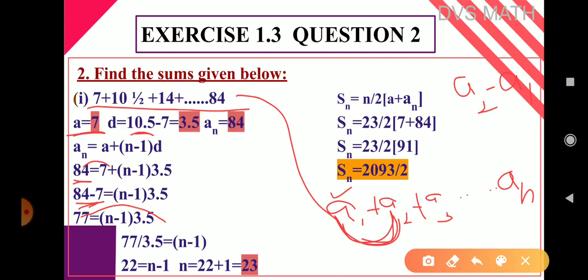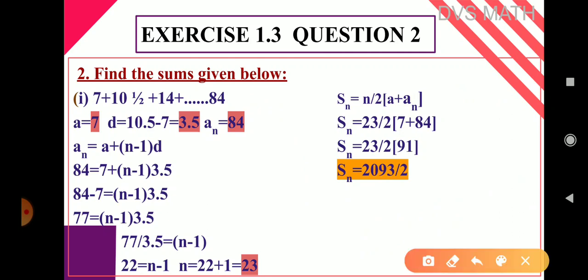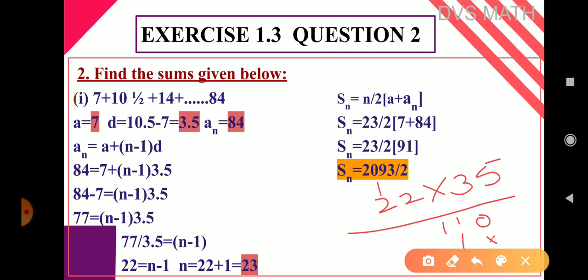77 divided by 3.5 gives 22. You can check here: 22 into 35, afterwards you take the decimal point. 5 2s are 10, carry 1, 11. 3 2s are 6, and so on. If we take one decimal point here it becomes 77. So the answer for 77 divided by 3.5 is 22. So n minus 1 equals 22. If we send minus 1 to the LHS it becomes plus 1. 22 plus 1 is 23. So here we got the n value, 23.